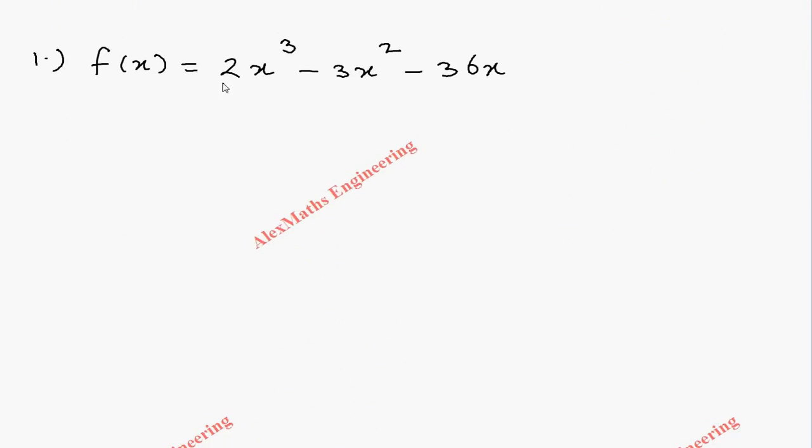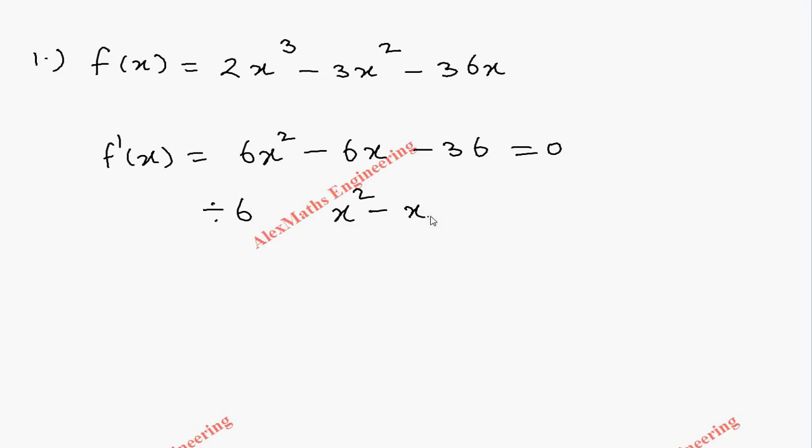Number 1, f of x is given as 2x cubed minus 3x squared minus 36x. So as per the procedure, we have to find the first derivative, which is 6x square minus 6x minus 36. We have to equate to 0, and throughout all the terms we can divide by 6. So it will become x square minus x minus 6 equal to 0.